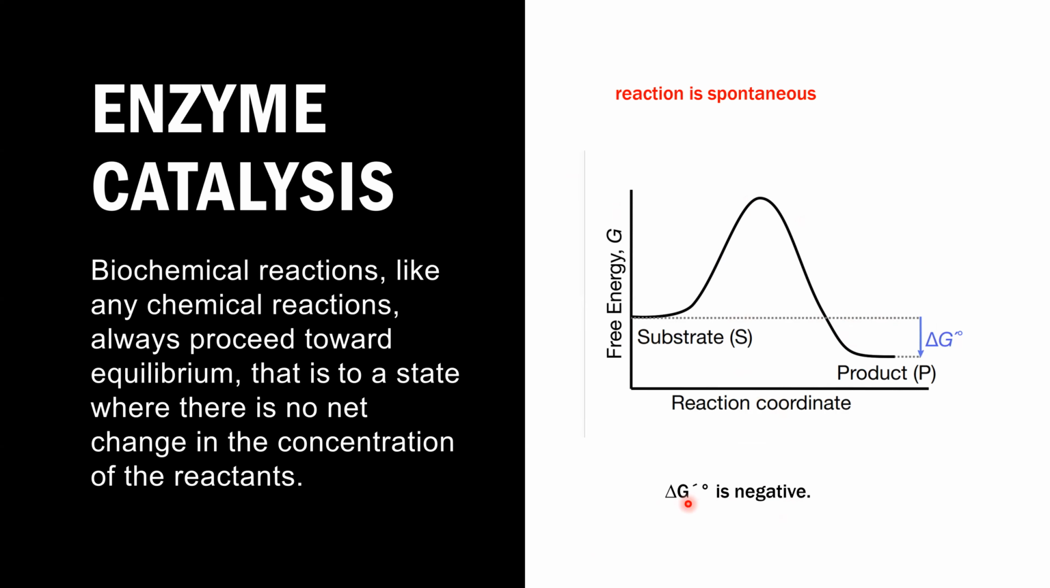What if we have the delta G prime naught as a positive one? It means that the product has a higher level of free energy content than the substrate. So then the substrate has to gain a certain amount of energy to be at the level of the product, so it would be a positive delta G value. So this would be the non-spontaneous reaction, right? It means this is not favorable just by the release of energy. We have to do some extra work on the substrate to get it to the product level.